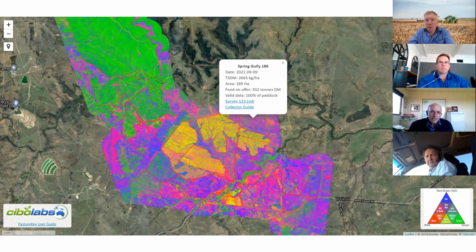So for those of you that have no fences, don't worry, GPS will sort that out. GPS collars will sort that out shortly. But yeah, I think people need to be really mindful of looking at what their country's meant to do, rather than what we as humans think we should be making it do. And I'll leave it at that.